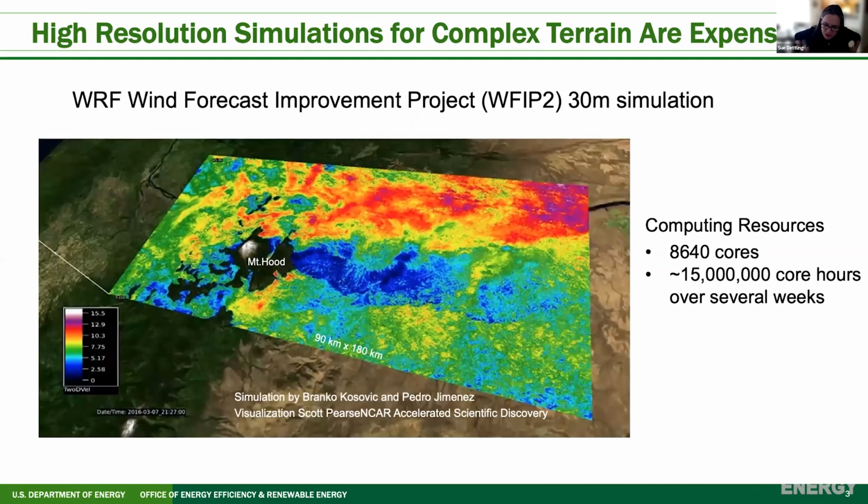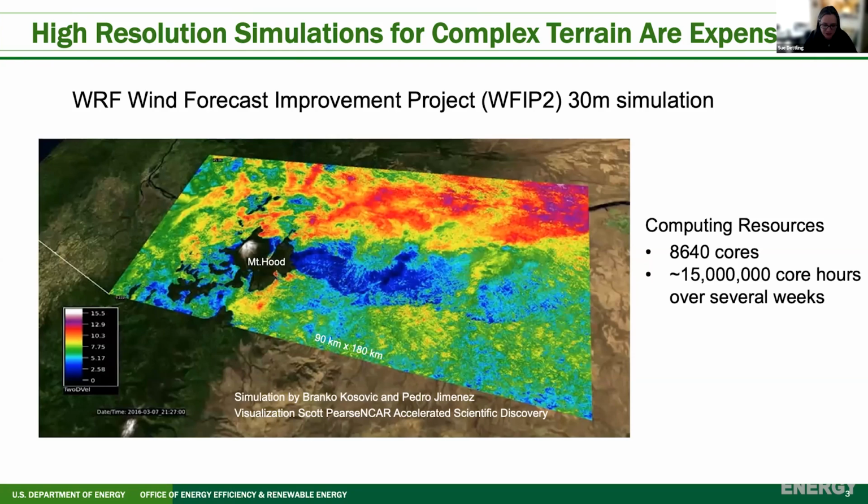High resolution simulations, as we've heard, for complex terrain are very expensive computationally and time-wise. And they're also very complicated to configure. So you saw this movie in Sue and Branko's presentation, and I have just the image. It's from NCAR's high resolution simulation of a Mount Hood topographic wake for the Wind Forecast Improvement Project 2. It took several weeks running on 8,640 cores and took approximately 15 million core hours.